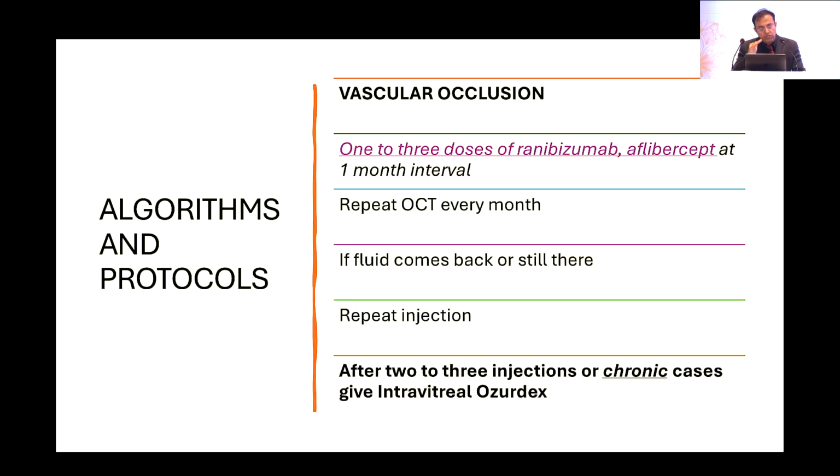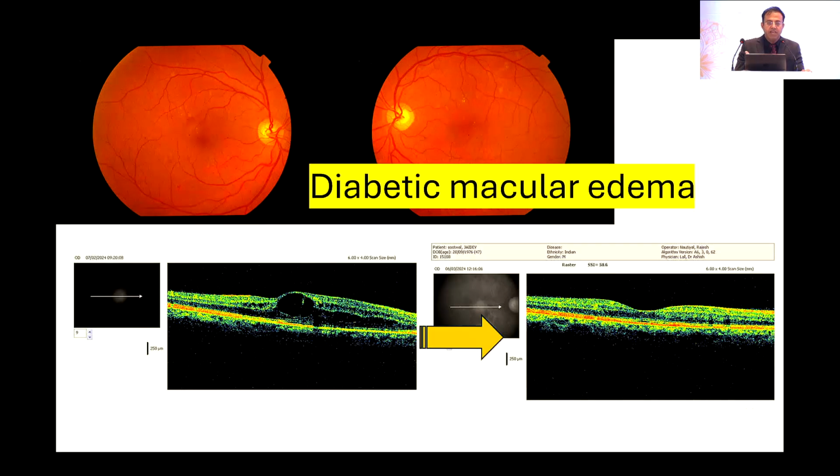If after 2 or 3 injections again the fluid is there, then you need to give an Ozurdex injection. So this protocol, if you remember, then you can easily treat your vascular occlusions. Then comes the diabetic macular edema.